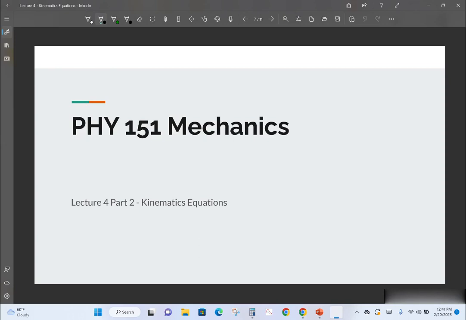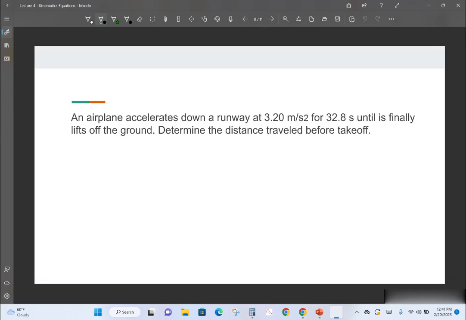Let's look at some examples. A plane accelerates down a runway at 3.2 meters per second squared. First thing we're going to do is write this down. It accelerates down a runway. We're going to have to assume that it starts from rest. Its acceleration is 3.20 meters per second squared, and it does this for 32.8 seconds. And we want to know the distance that it travels.